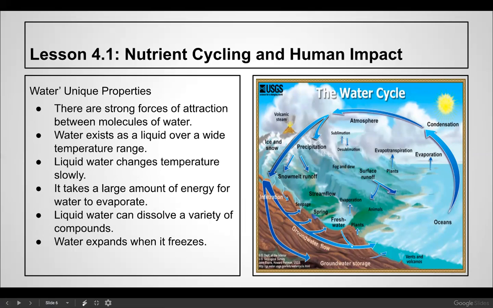Water, unique properties. There are strong forces of attraction between water molecules. That's why when you dive off a diving board and you land on your belly, it does not feel good. Water exists as a liquid over a wide temperature range, right? Water freezes at 0 and turns into a gas at 100, so it's a pretty big range in which it is liquid. Liquid water changes temperature very slowly.